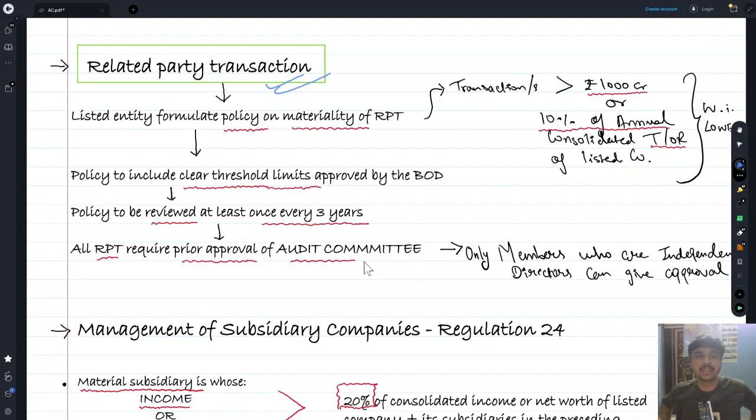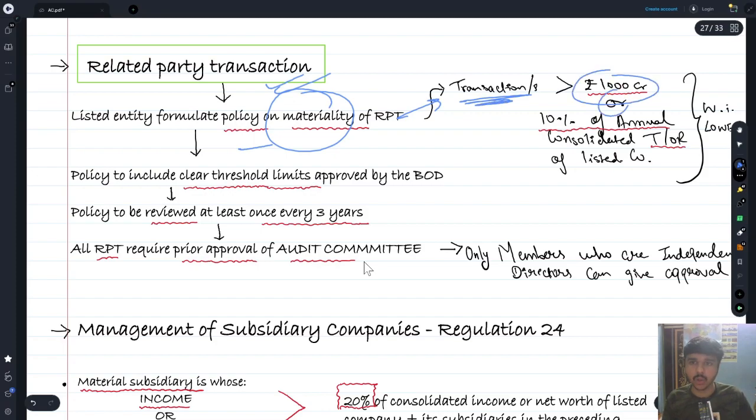Related party transactions. See, listed entity has to formulate policy on materiality of related party transactions. Basically, it means the transactions whose value is greater than 1000 crores or whose value is greater than 10% of the annual consolidated turnover of the listed company, whichever is lower. 1000 crore or 10% of annual consolidated turnover of listed company, whichever is lower. If the value of this transaction is more than this, exceeding, it is not equal to. Okay, it is not equal to, it is exceeding. In that case, that transaction becomes material related party transaction.